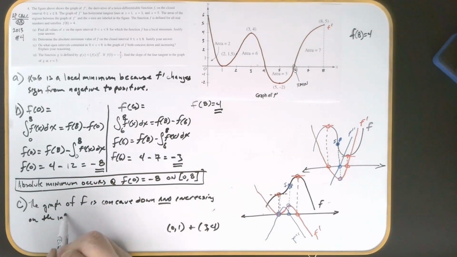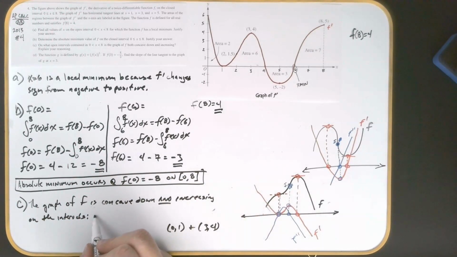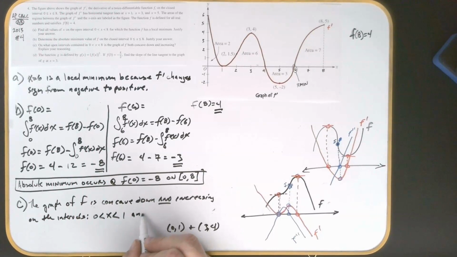On the interval, or intervals. All right, now the first one was from 0 to 1. Okay, so we could put it in interval notation, or we can write an inequality. I'm going to do an inequality. I'm just going to say 0 is less than x is less than 1 on that interval. And it was 3 less than x less than 4.